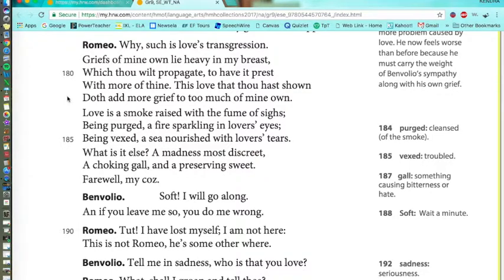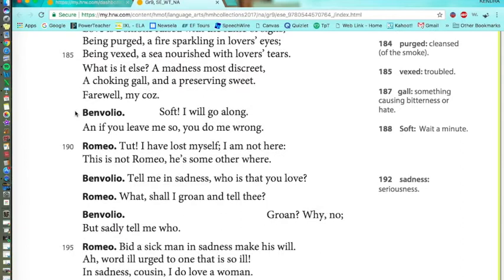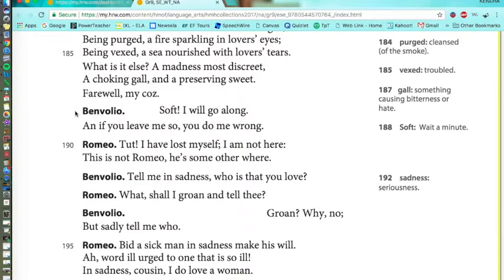So I'm on line 183, right here. It says, love is a smoke raised with the fume of sighs, being purged, a fire sparkling in lover's eyes, being vexed, a sea nourished with lover's tears. What is it else? A madness most discreet, a choking gall, and a preserving sweet. Farewell, my cuz. Benvolio, soft, I will go along, and if you leave me so, you do me wrong.